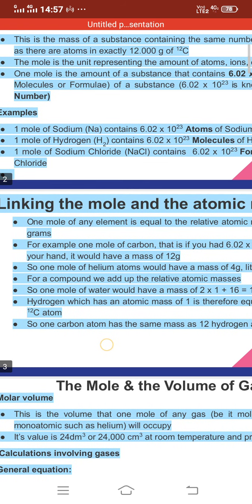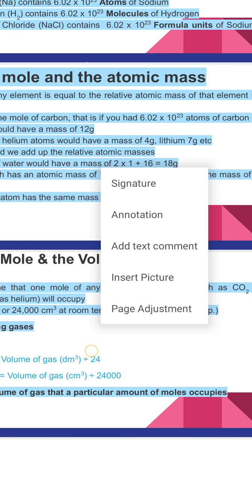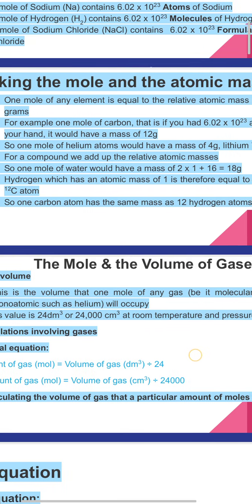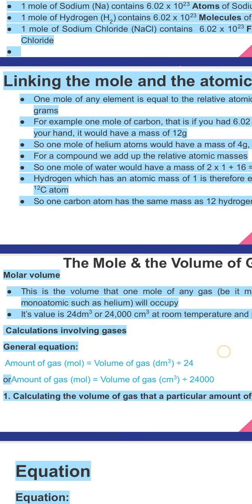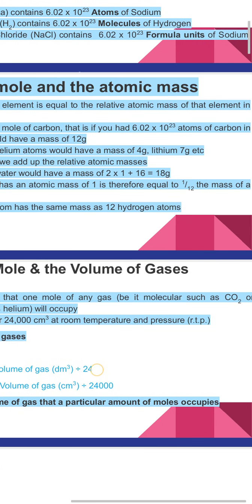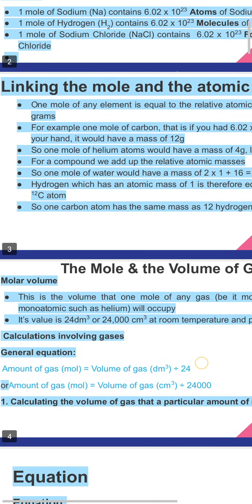The mole and the volume of gases. Molar volume. This is the volume that 1 mole of any gas, be it molecular such as carbon dioxide or monoatomic such as helium, will occupy. Its value is 24 dm³ or 24,000 cm³ at room temperature and pressure.